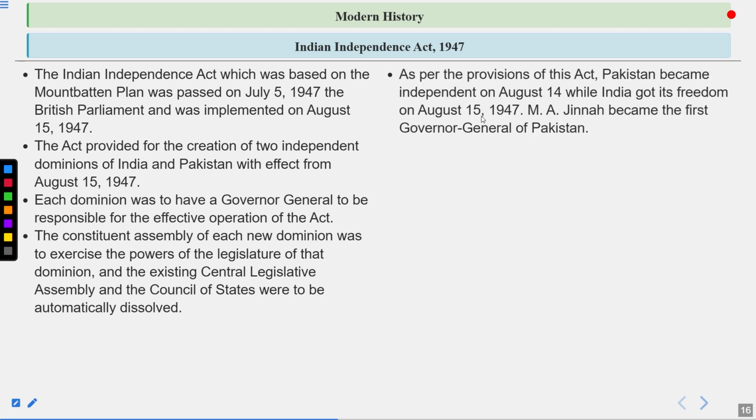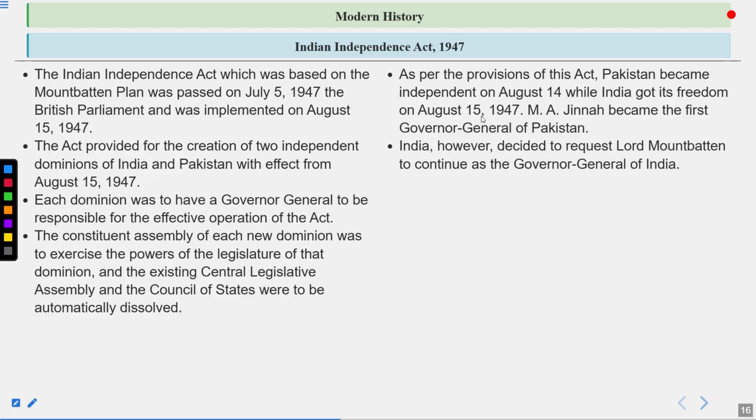As per the provision of this act, Pakistan became independent on 14th August, while India got its freedom on 15th August 1947. Muhammad Ali Jinnah became the first Governor General of Pakistan. India, however, decided to request Lord Mountbatten to continue as the Governor General of India. So do remember that Lord Mountbatten was the first Governor General of independent India. But later he was removed and replaced by C. Rajagopalachari, who became the first Indian Governor General of independent India.